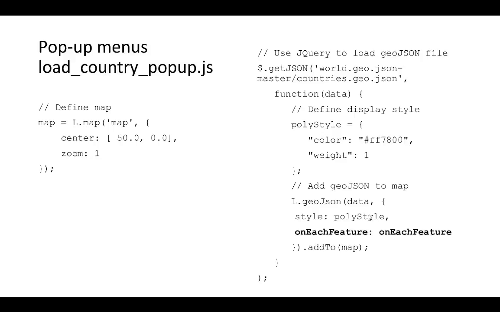GeoJSON is basically running through those 60 or however many countries you've got. It's applying a style, and then for each feature, each item, object in that file, it then runs this function on each feature. And this is where we can define pop-up menus. So basically, every feature that's being processed, we can run a function on it that can do some more stuff. Okay. So when this runs on each individual feature, it's going to call a function called onEachFeature.